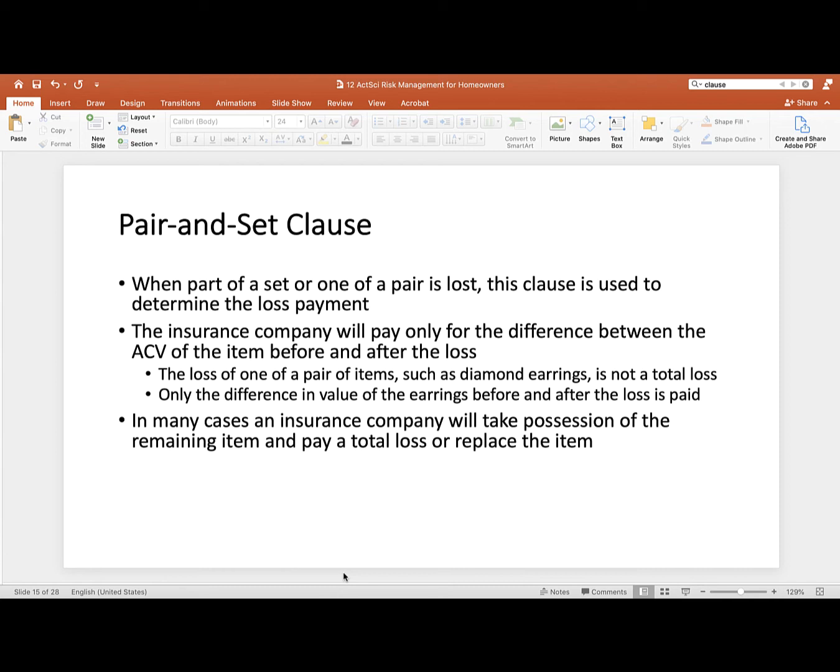As I say, often insurers will just say, just give me what you've got and I'll give you the cash value for it so you can buy a brand new set. But if you can buy a replacement, then they may give you the value of the replacement. The idea is that when you have a set, say one or two things are damaged from the set, the value of the set may decrease by more than the actual cost of those two individual items.